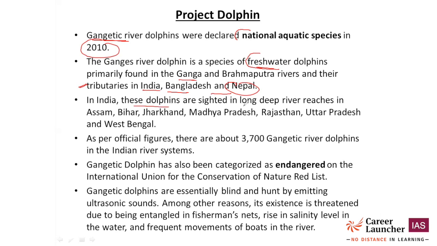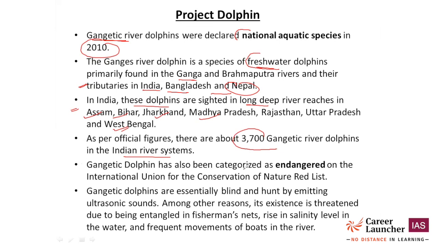In India, these dolphins are sighted along deep river reaches in Assam, Bihar, Jharkhand, Madhya Pradesh, Rajasthan, Uttar Pradesh, and West Bengal. I recommend that you remember the names of the states also where the Gangetic river dolphin is sighted. As per official figures, there are about 3,700 Gangetic river dolphins in the Indian river system. When you see the last couple of years' questions, sometimes in UPSC Prelims there is a statement that directly talks about the data. So about the data, it is 3,700, so you should know at least approximately 3,700 Gangetic river dolphins are present in India.